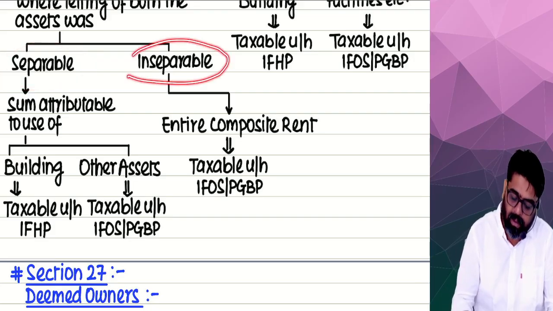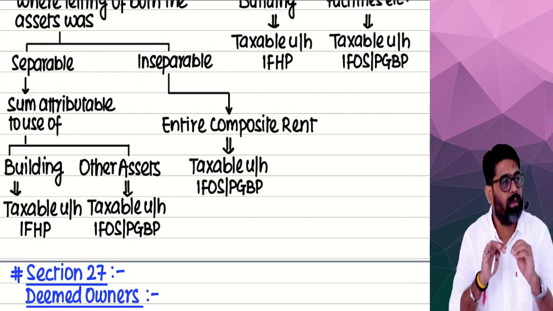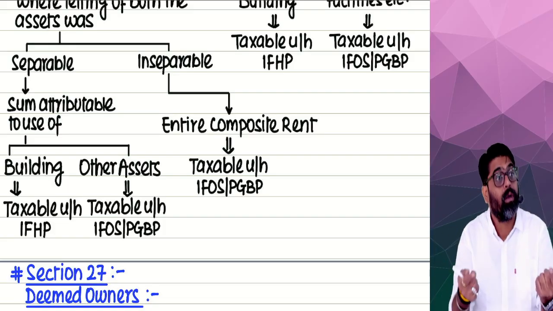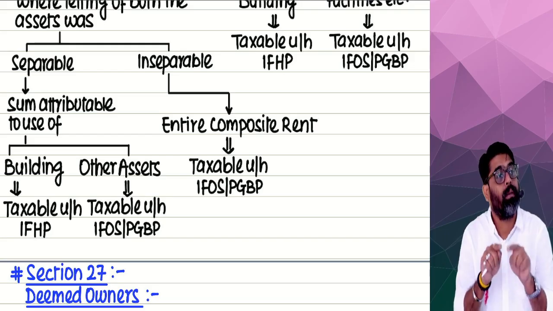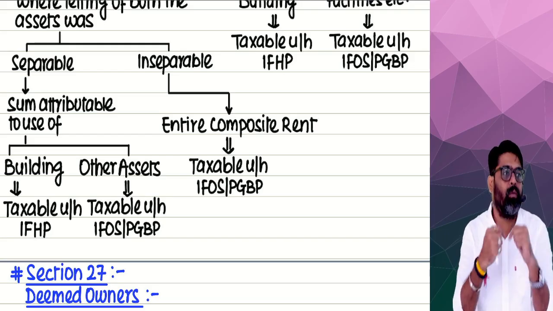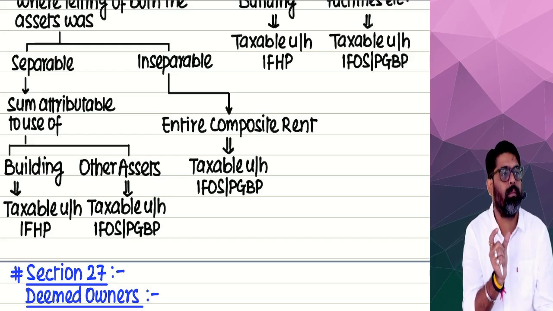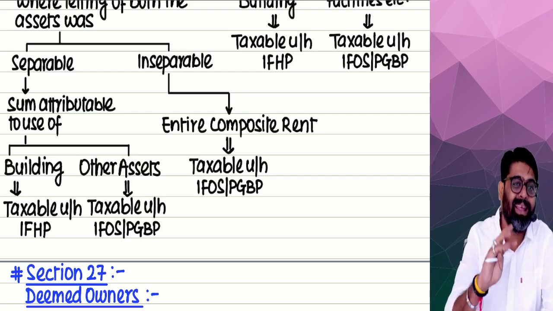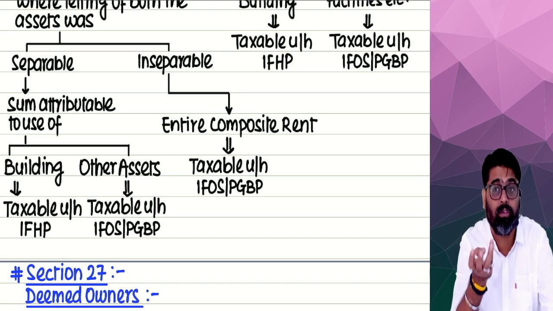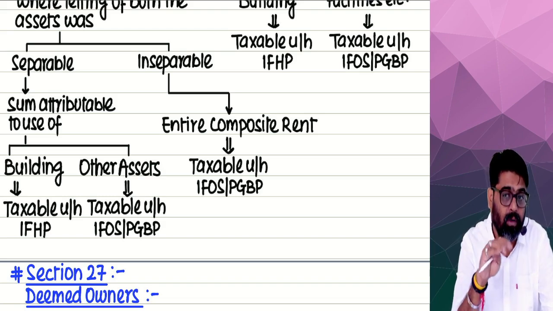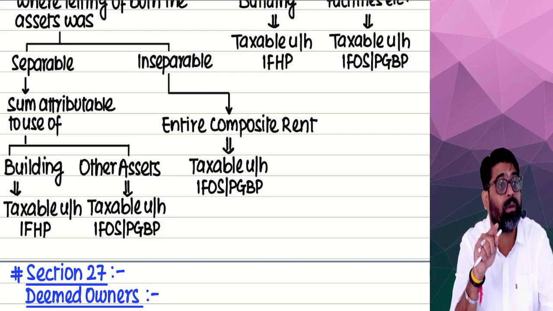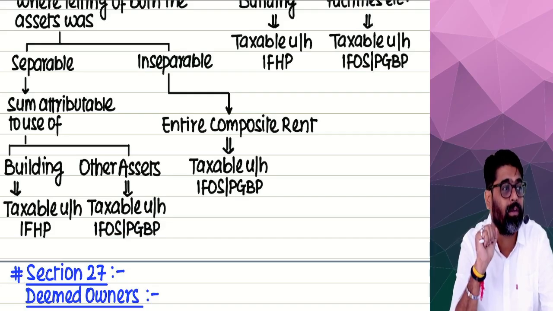Now, inseparable letting. Two assets are given on rent together. One is building, another is other assets. But both the lettings are happening to the same person. I am recovering one combined rent, but both the lettings were inseparable. Means I cannot separately give both the assets on rent. If one asset goes on rent, automatically the other will go on rent. Letting of one asset depends on letting of another asset.